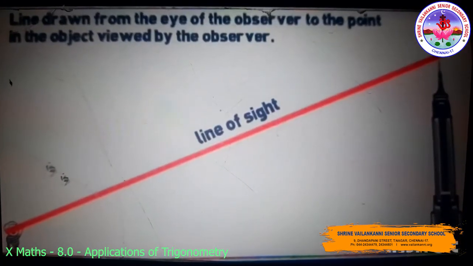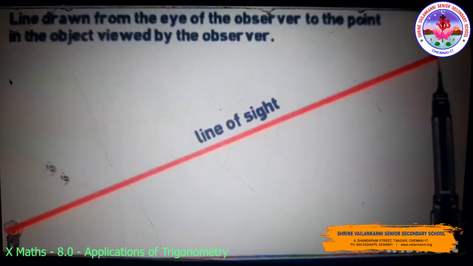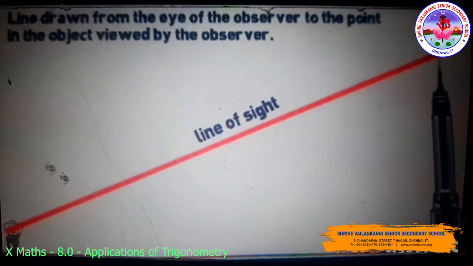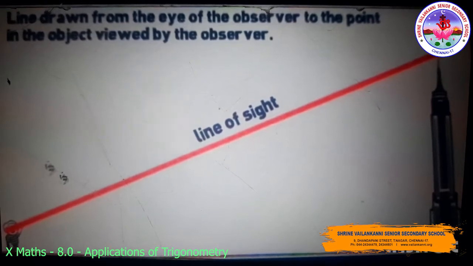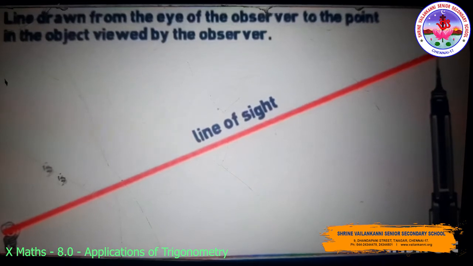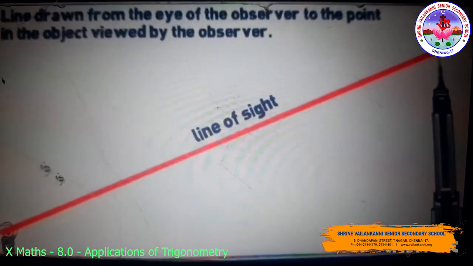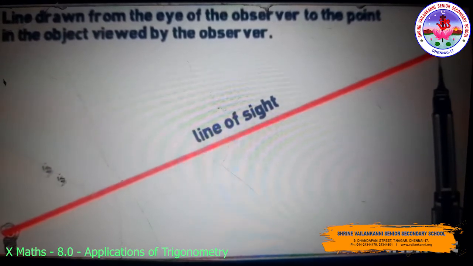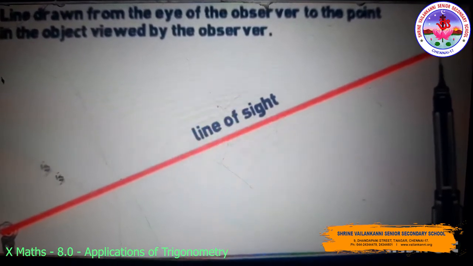For example, a man who is standing on the ground looking at the top of the tower, where his view from his eyes to the top of the tower is called a line of sight. So coming to the definition, the line drawn from the eye of the observer to the point in the object viewed by the observer is called a line of sight.